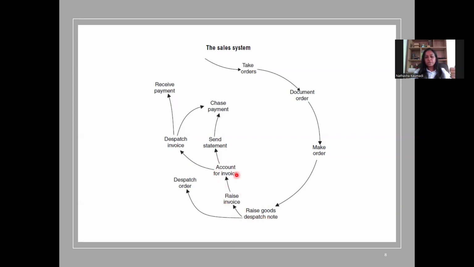You are recording the revenue in your books, and then you are sending the statement, and then you are chasing the payment. You have to collect the amounts, dispatching the invoice, and then receiving the payments. So those are the things. That is the usual sales system, and you need to understand the process.